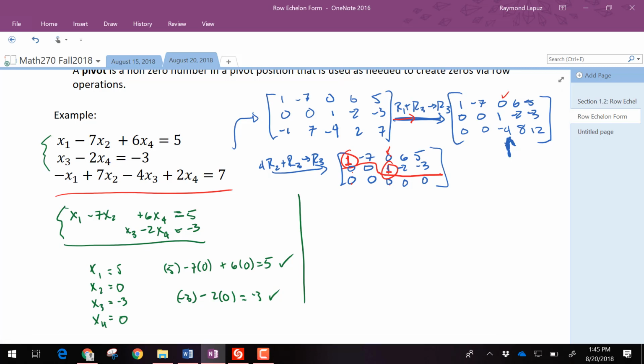So that's an interesting move, setting x2 and x4 equal to 0. How did you think of that? So it looks like x1 and x3 kind of depend on x2 and x4, and x2 and x4 seem like they could be anything. So they're free variables.